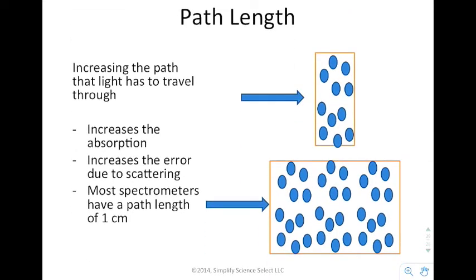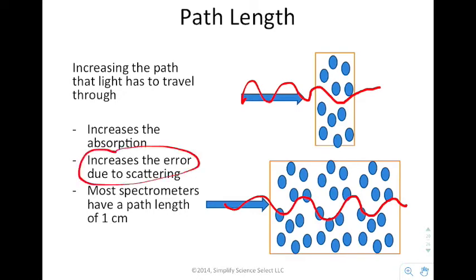Okay, next is path length. Whenever you increase the path length the light has to travel through, you're going to increase the absorption. For example, if I have light that comes through, it's very unlikely that it's going to hit one of these molecules. But if I have a larger path length, it's more likely that it's going to interact with one of these molecules at some point. Increasing it also increases the error due to scattering. So generally speaking, you want to keep the path length relatively small so that you're not getting different values based on scattering or random chance.